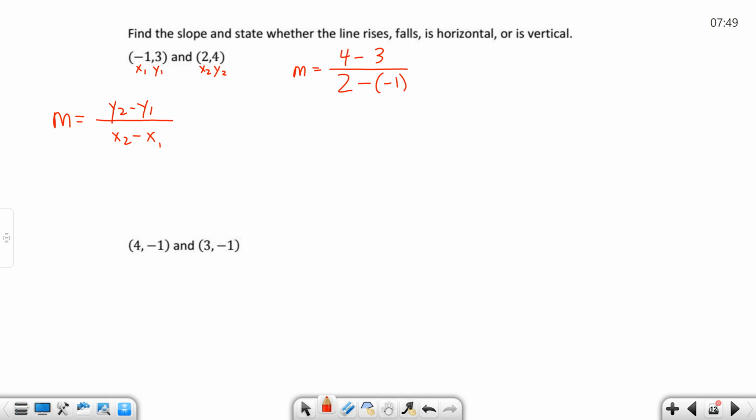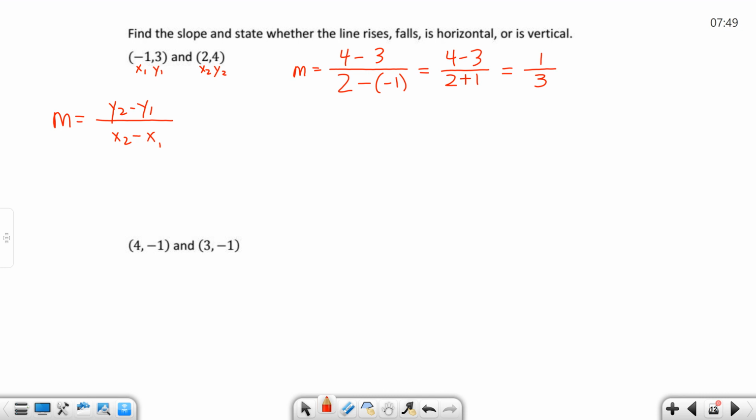Okay? So here, 2 minus a negative 1. So I can go ahead and write 4 minus 3, I'm just going to leave it for now, over 2. And what kind of sign do I now have? A minus a negative is positive. So now I have 1 sign for each number. The 4 is positive, the 3 is negative, the 2 is positive, the 1 is positive. Okay? You always want 1 sign for each one. So this is going to be 1 over 3.